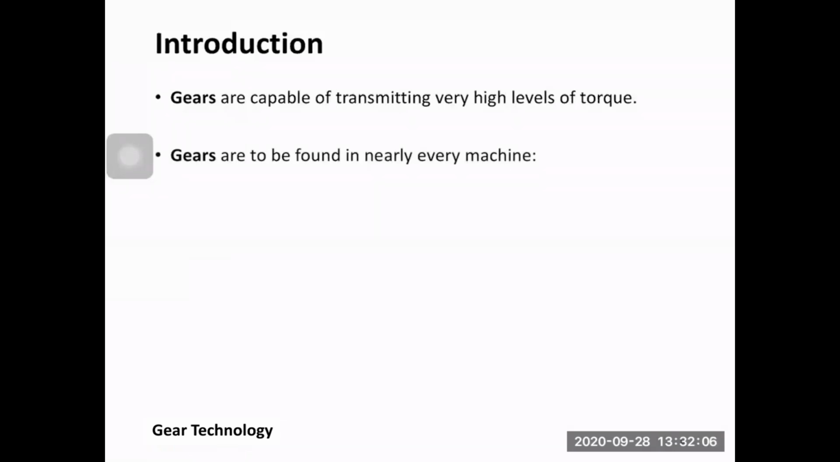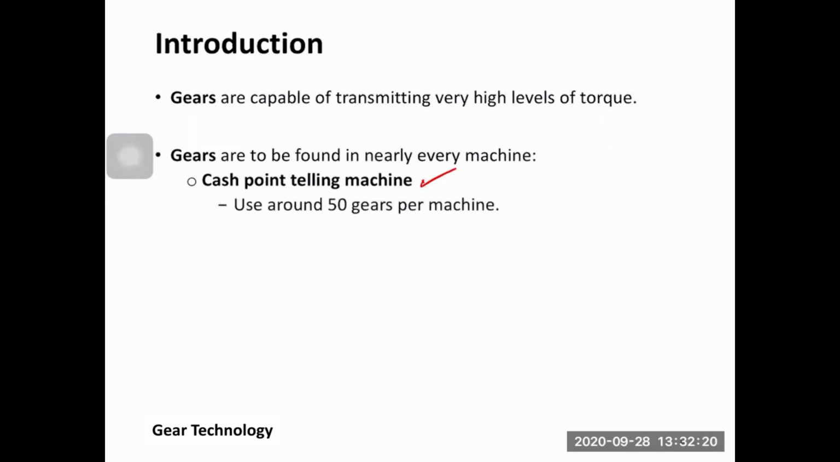Including, for example, cash machines. When you go and get some money, you hear the sound of something rotating inside. There are lots of gears working behind the scenes to bring you the money that you want. For example, a cash machine has around 50 gears. And in automobiles, when you drive on the road, the engine of the car produces useful torque and useful power within a specific range of speeds.